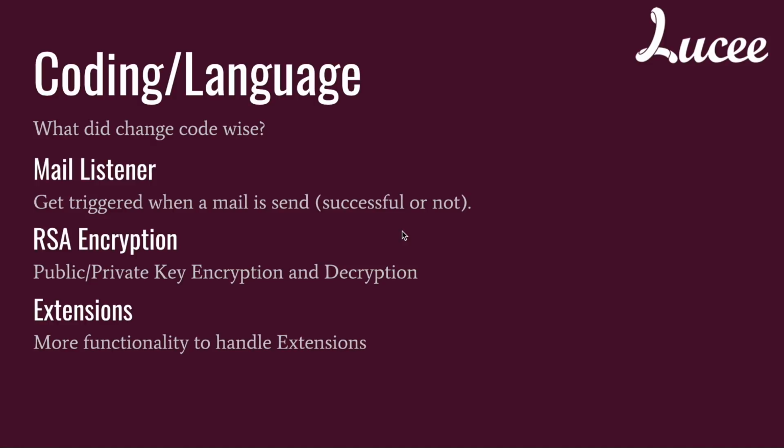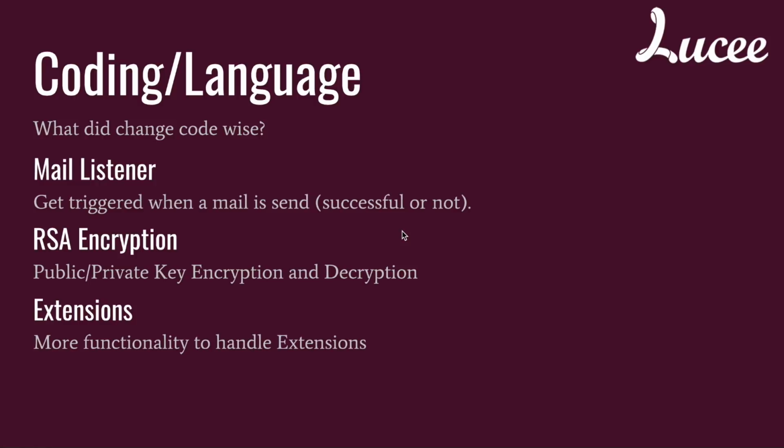When we extend the language, we try to do stuff you can't do yourself, or just with a lot of work, or not with very good code. So that's always our main focus on adding new features to the language. The first thing is the mail listener. The mail listener can listen to when a mail was sent. So after a mail was sent, a closure is called, or it can also be a component, so you know that the mail was sent or not.